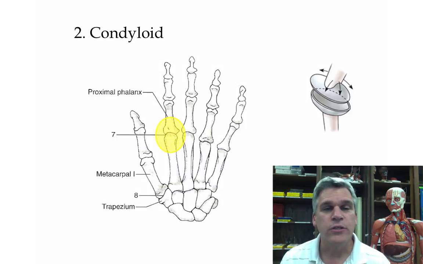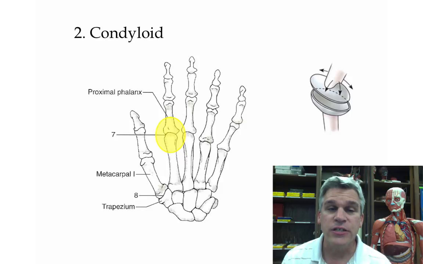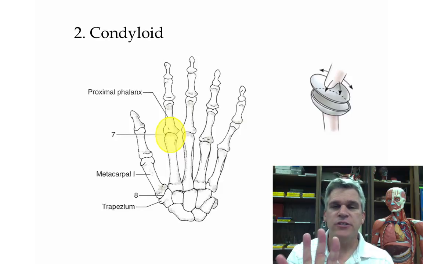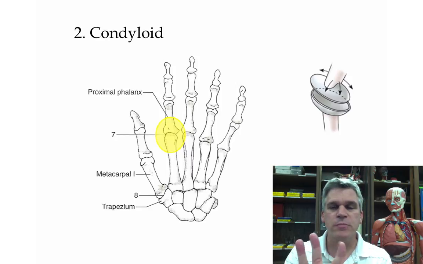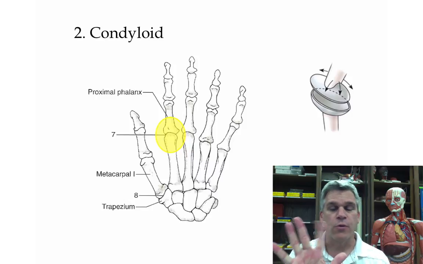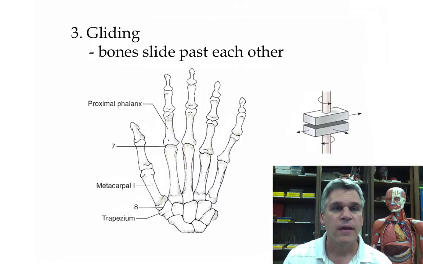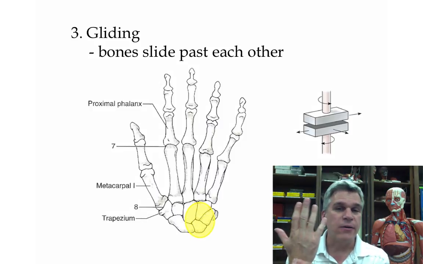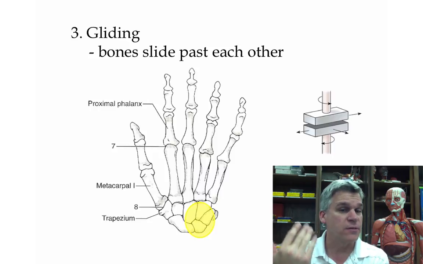Next is a condyloid joint. So a condyloid joint is found between the phalanges and the metacarpals. And this gives us just a slight range of motion. It's just this motion that's going to take place right here, so we can kind of move it back and forth or a little bit side to side. The third is a gliding joint. So a gliding joint is going to be down here in the wrist, and again we can move it from side to side, we can move it front and back.